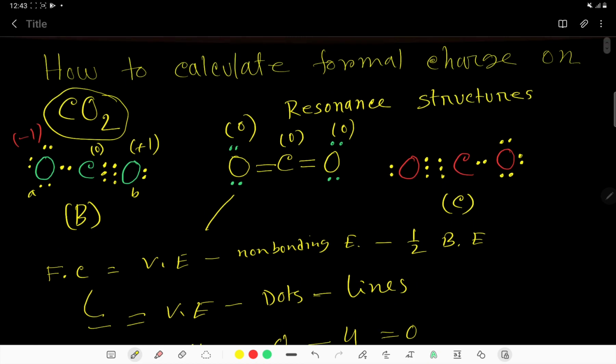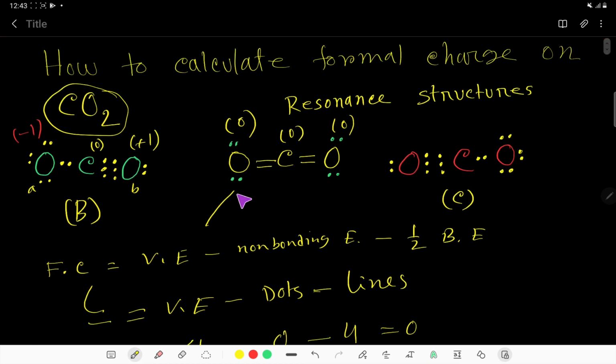So from this example, you can calculate the formal charge on each atom from any resonance structure of any molecule.